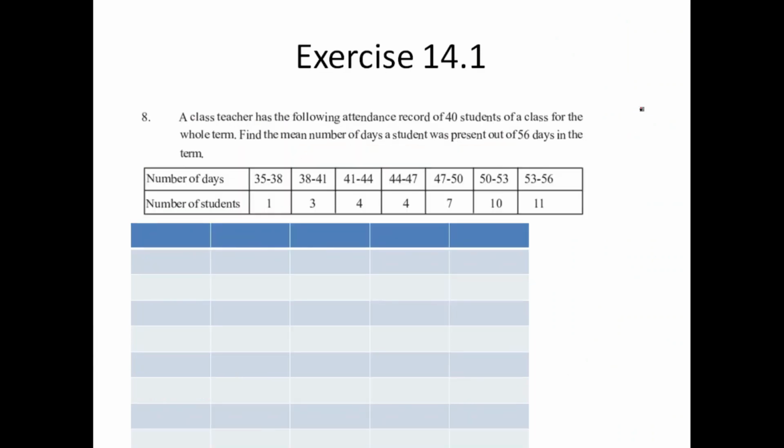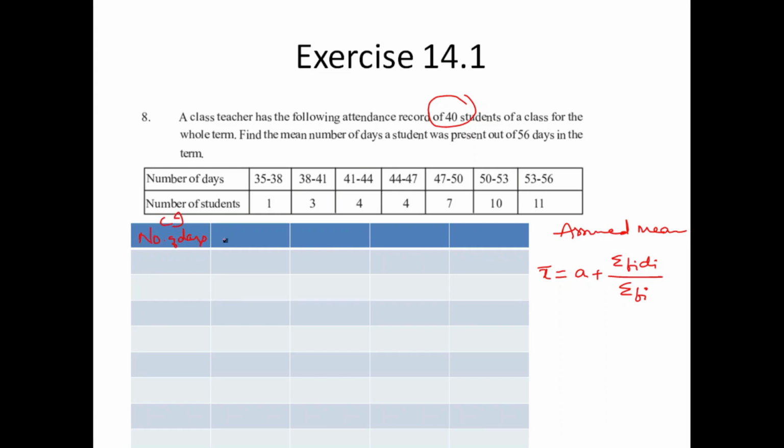Let's look at the next one. So you are having the required attendance of 40 students, which means this is your sigma of f of i directly given. Let us do it here by the assumed mean method. So the formula is x bar equals A plus sigma of f of i into d of i by sigma of f of i. So let's see how we get the answer. This is your number of days.